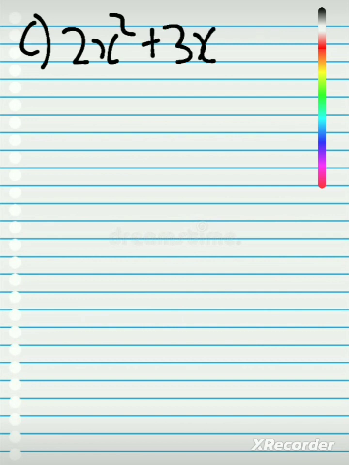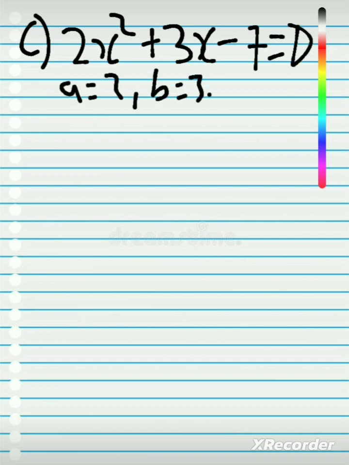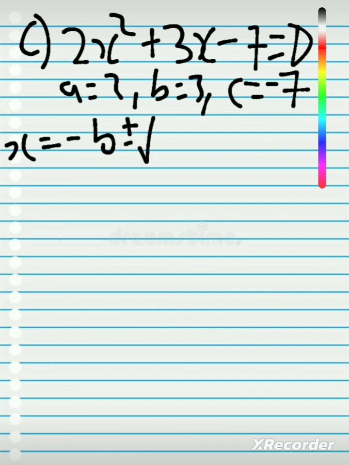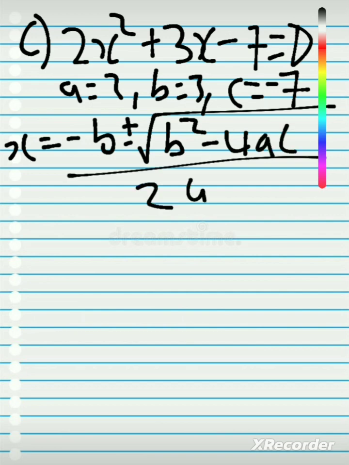Going to C. So C is the simplest because it's straightforward. We have 2x squared plus 3x minus 7 equals 0, meaning that our a is 2, our b is 3, and our c is negative 7. So we can use our formula x is equal to negative b. Of course, this formula will be given during exams, but as you are solving questions, you get used to it.